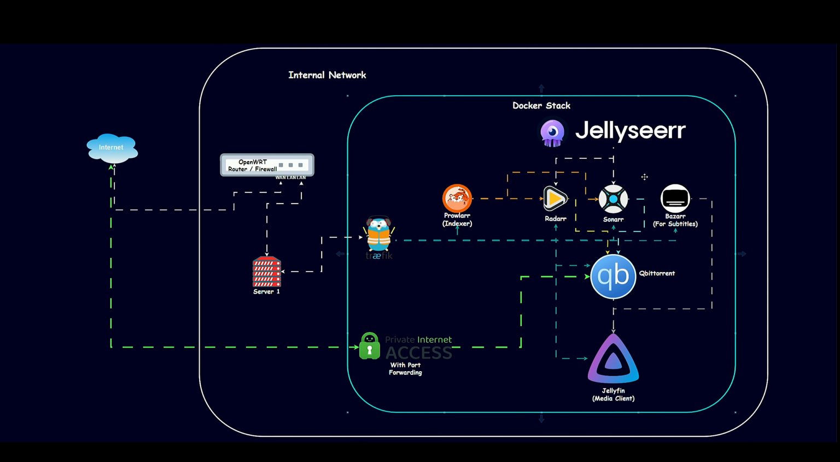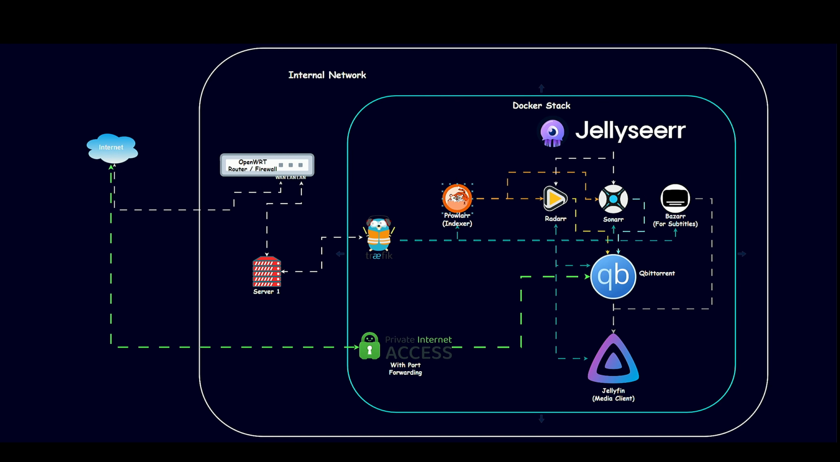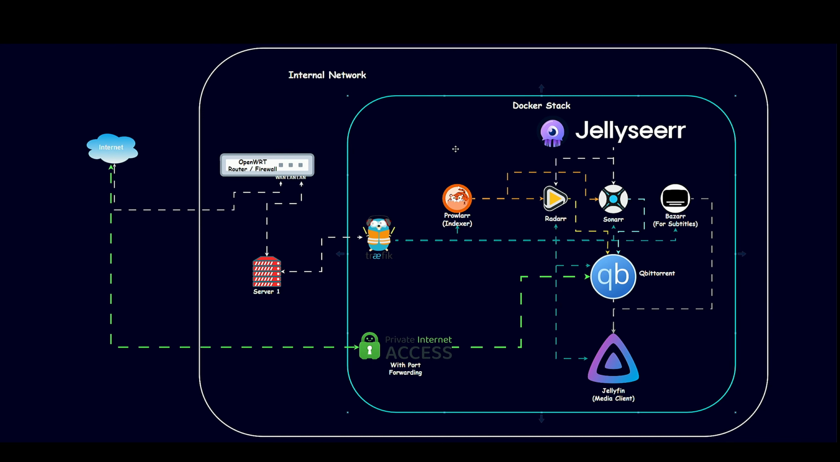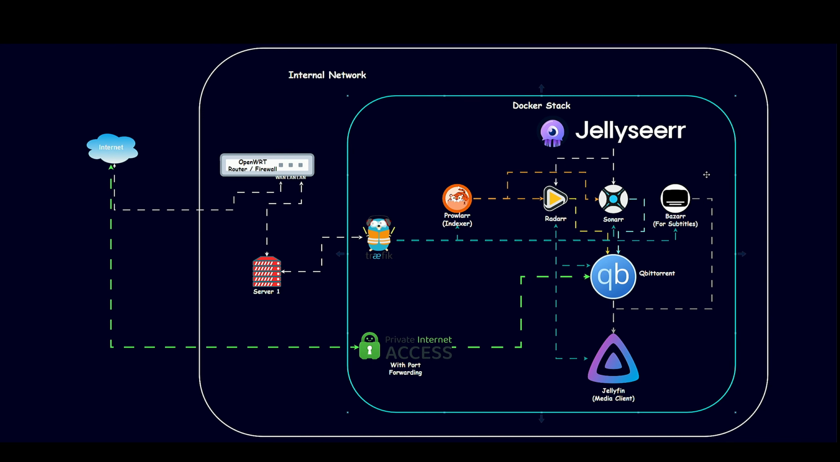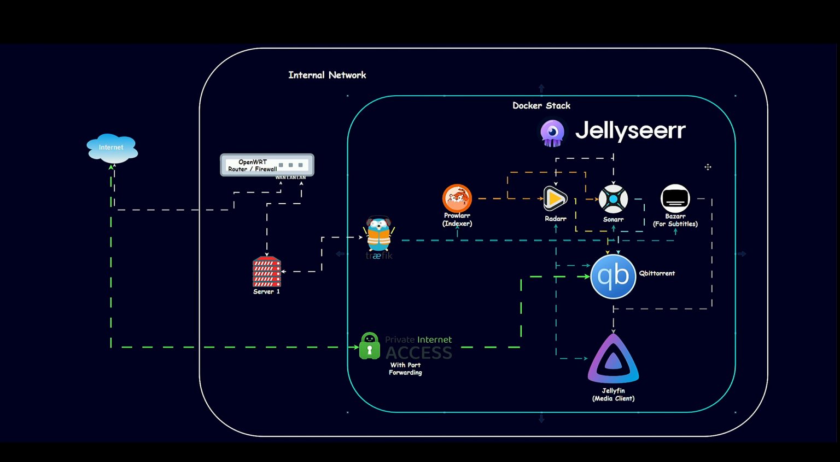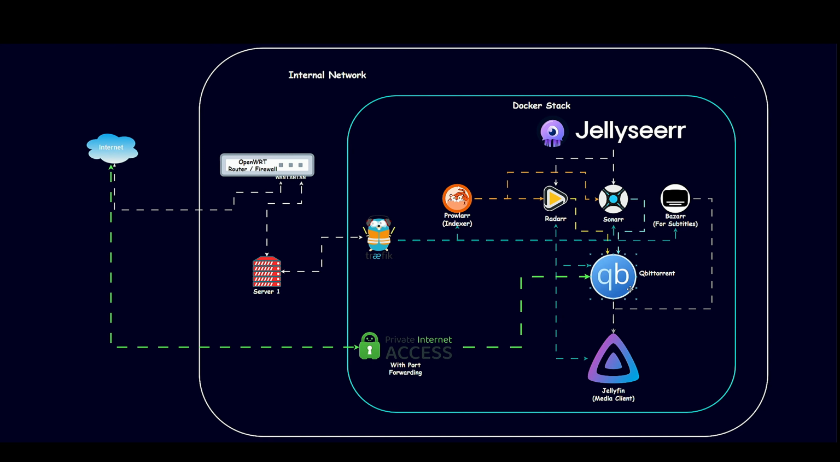Radarr is primarily for movies and Sonarr is primarily for TV shows, and Prowlarr helps with searching for the content. Bazarr here is for the subtitles for content in which there are no subtitles present. So it automatically searches and downloads the subtitles for the given content.